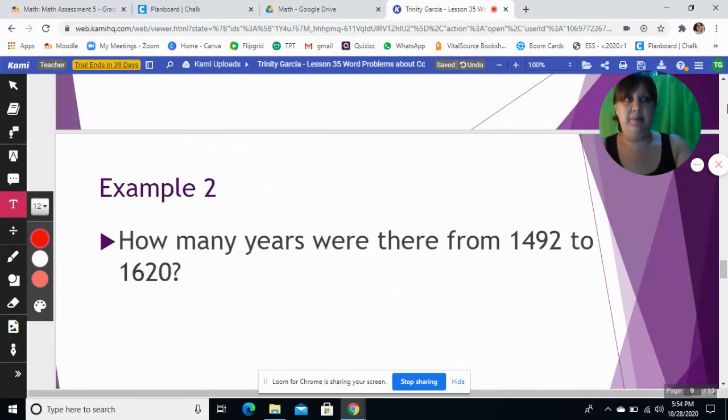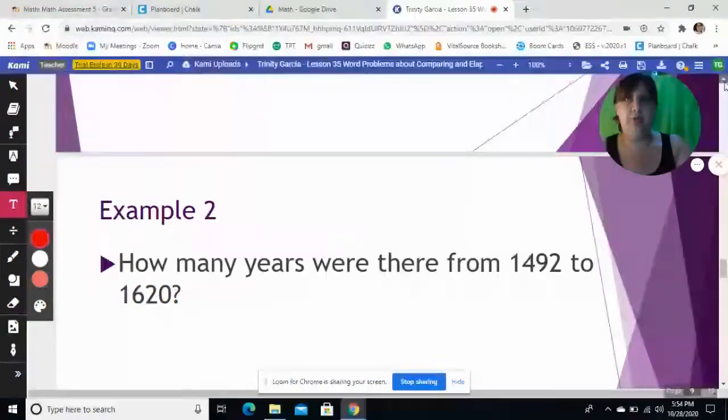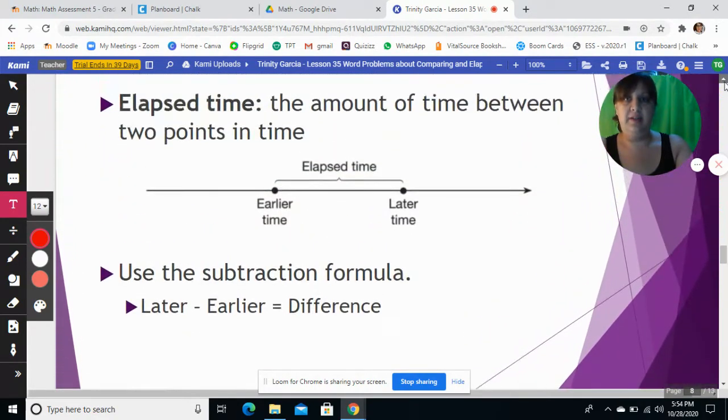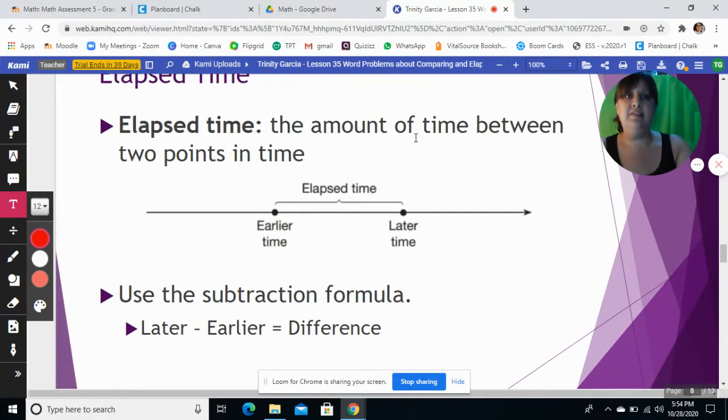Elapsed time we talked about a little bit before, but let's review. Elapsed time is the amount of time between 2 points of time. So we have the earlier time and the later time, and the time in between is the elapsed time. Just like when we do our math in class and we start the timer, that's the earlier time. And then the time you finish is the later time. And the elapsed time is the time it took you to do your math.